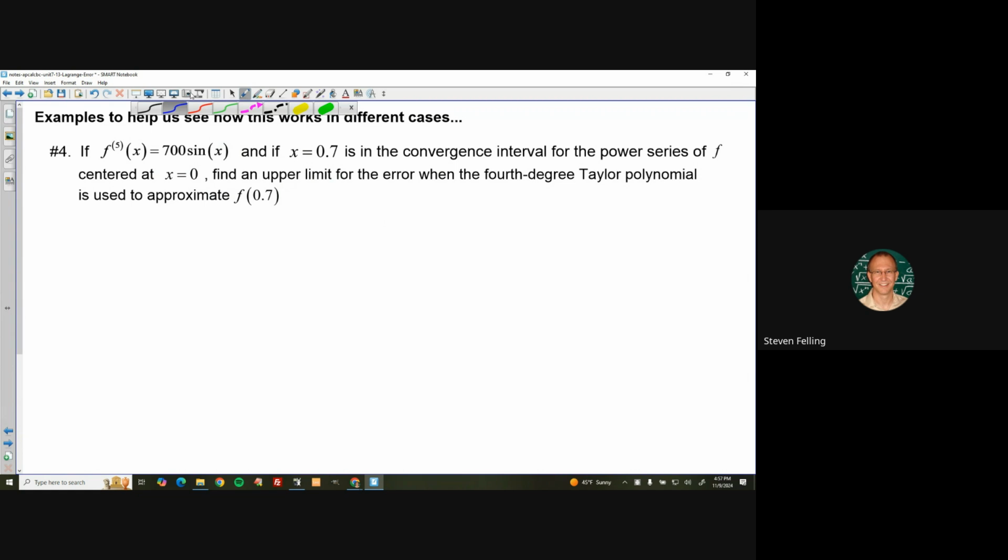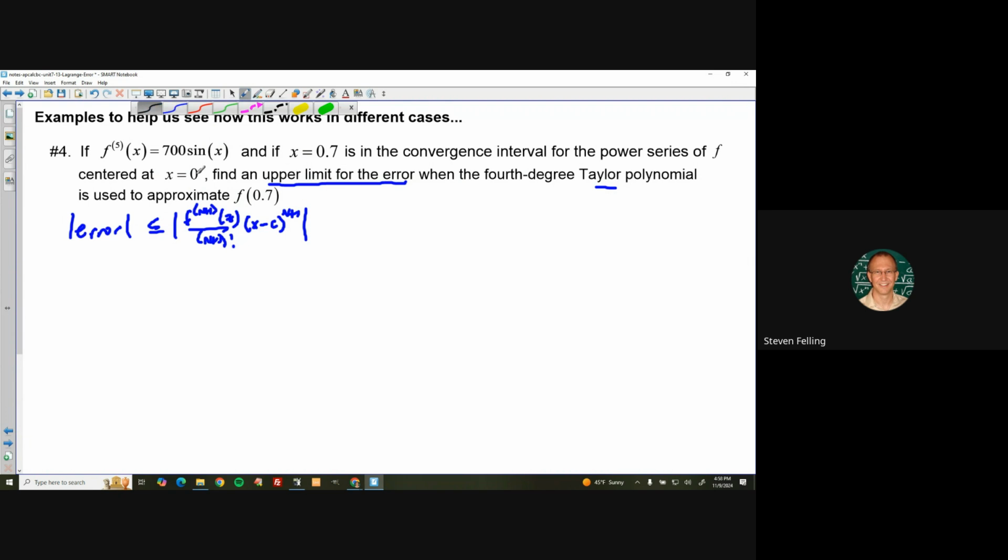Okay, so how can we do this? Well, we could start by saying that we're being asked to find an upper limit for the error with the Taylor polynomial, which means that we can write that the absolute value of this error is less than the Lagrange expression for the first neglected term. That's going to be the n plus 1th derivative evaluated at that z over the n plus 1 factorial times x minus the centering value to the n plus 1 power, if we include n terms.